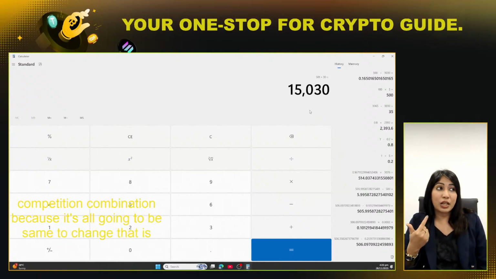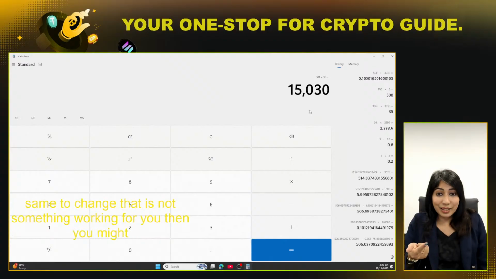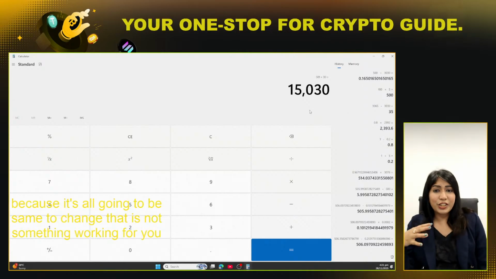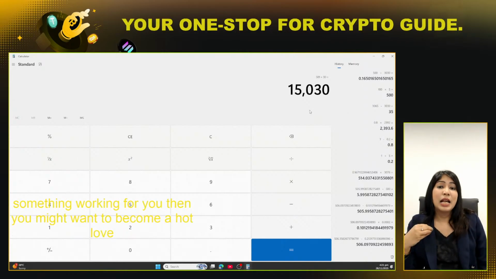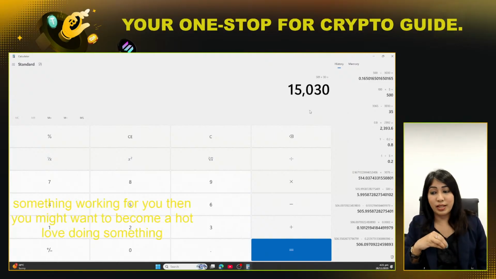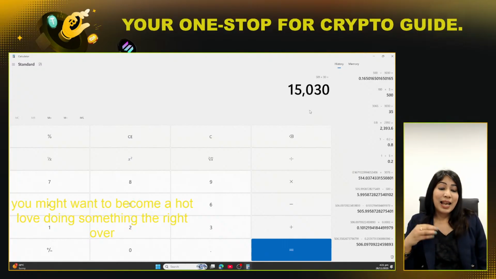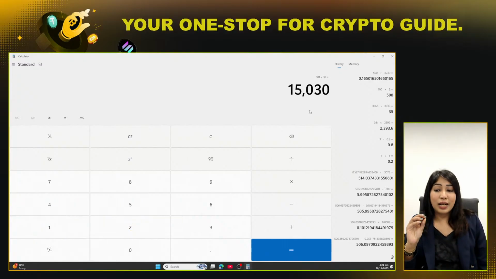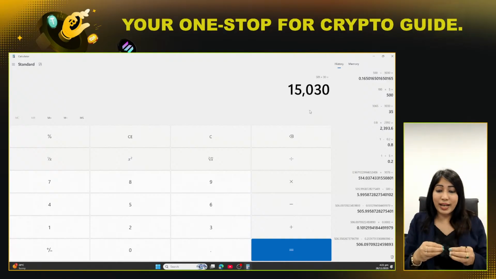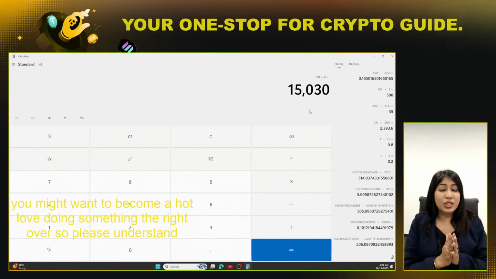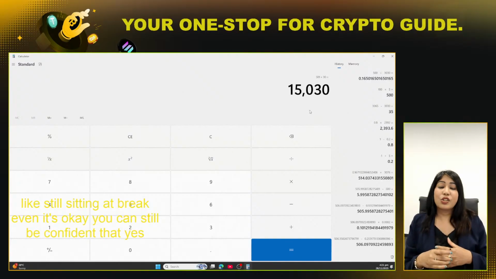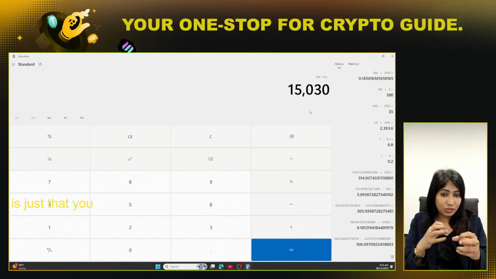If that is not working for you, then you might want to become a hodler, where you are buying at the dip and waiting for a certain target after days, months, or 15 days or something like that. Because in that case, you know that you're not doing something right over there. So please understand this and change your things accordingly. If at the end of the result, after a month or so, 10-15 times you've traded and you're still sitting at break even, it's okay. You can still be confident that yes, you are going in the right direction. It's just that you need some more strategies here and there.